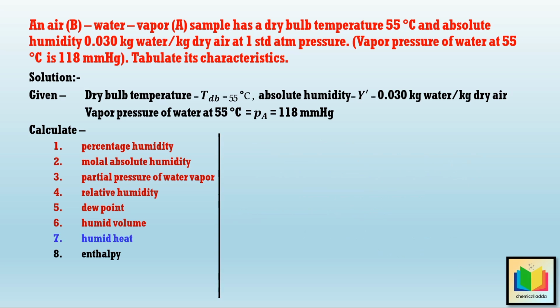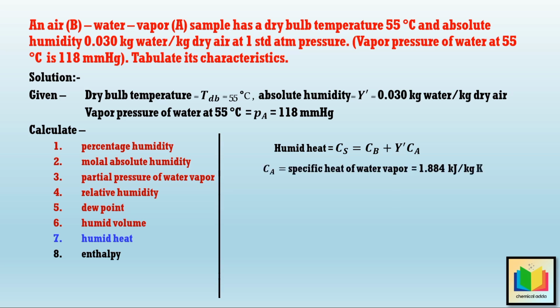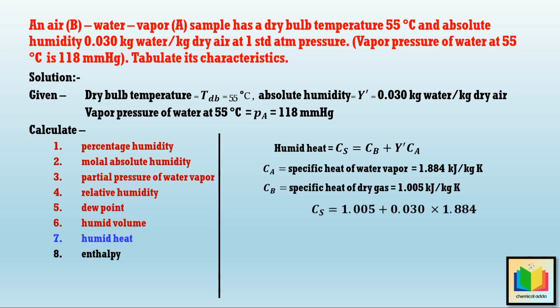Now, next calculate humid heat. So, the formula for humid heat is CS is equal to CB plus Y dash into CA, where CA is the specific heats of the vapor, which is equal to 1.884 kilojoule per kilogram Kelvin. And CB is the specific heats of the dry gas, which is equal to 1.005 kilojoule per kilogram Kelvin. Hence after putting the values, we get humid heat is equal to 1061.5 joule per kilogram dry air.